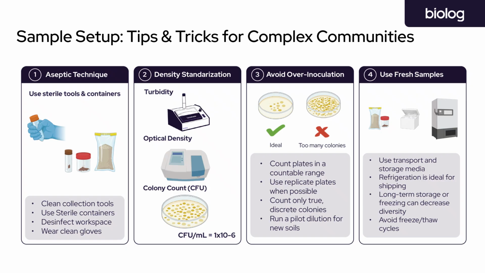Number 4, use fresh samples. So you want to avoid storing your samples in the freezer for a really long time. You can use transport storage media. So if you're gonna collect soil, you can put them in bags and special containers. You can refrigerate your samples if you're shipping them or in transit, but avoid freezing and thawing. And this is important because freezing actually reduces the microbial diversity. So you still get a readout of your soil, but you might introduce some variability by doing these cycles of freezing and thawing.